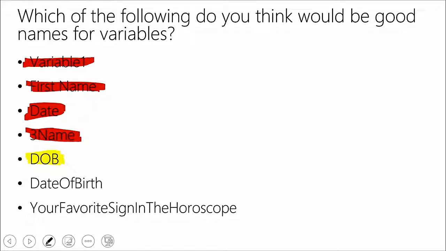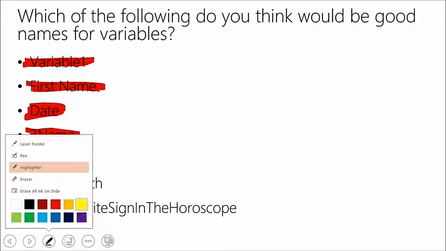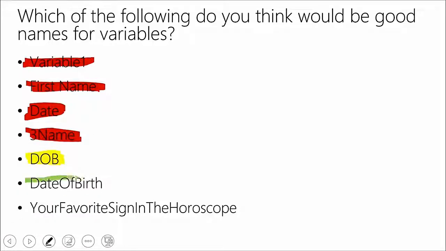How about date of birth? I'm good with that. I like that. Date of birth doesn't have any spaces in the name, no numbers at the beginning, and it's descriptive. I think that one's good. Okay, and then how about your favorite sign in the horoscope? Again, descriptive, doesn't contain any spaces, doesn't have a number, but I'm lazy, so I would find that really long to type. That would be the only reason I would avoid that one.